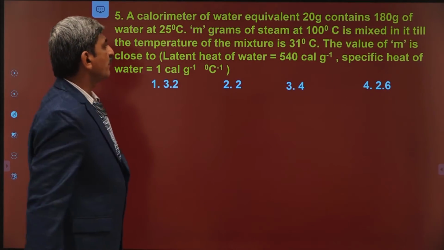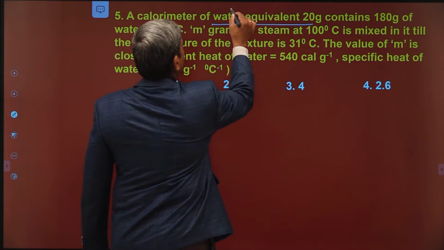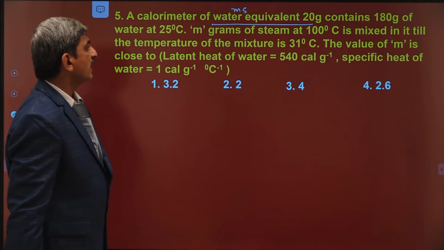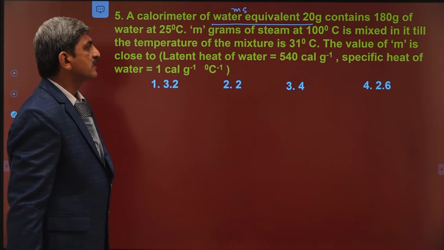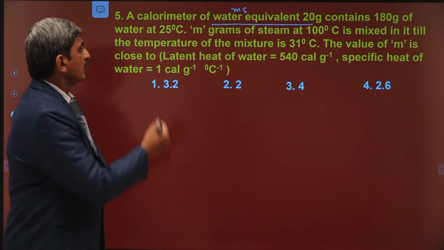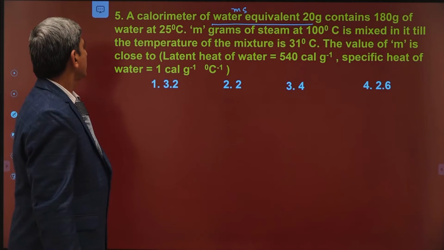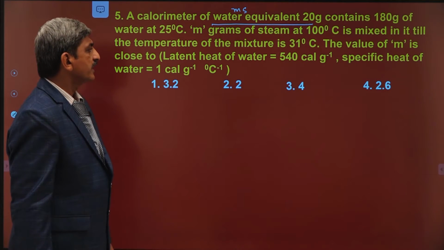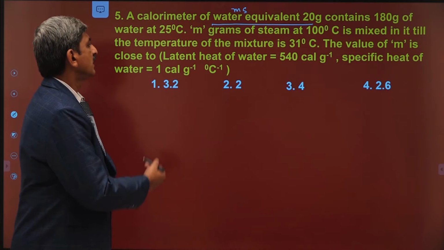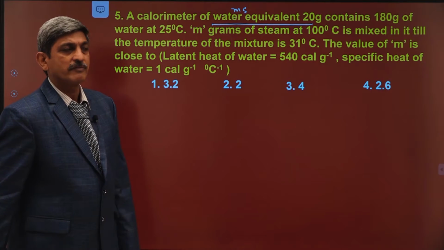A calorimeter of water equivalent. What is meant by water equivalent? Water equivalent means thermal capacity, the ms value. A calorimeter of water equivalent 20 grams contains 180 grams of water at 25 degrees centigrade. M grams of steam at 100 degrees centigrade is mixed in it till the temperature of the mixture is 31 degrees centigrade. The value of M is dash. Here, the latent heat of the water is given, and the specific heat of the water is also given.